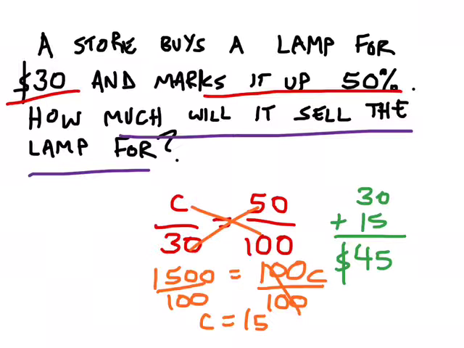And hopefully that really makes sense, because 50% is half. So they're basically taking half the price, adding it back on again, and selling it for that new amount. So they took half of 30, which is 15, and added those together again, so it's 50% marked up.